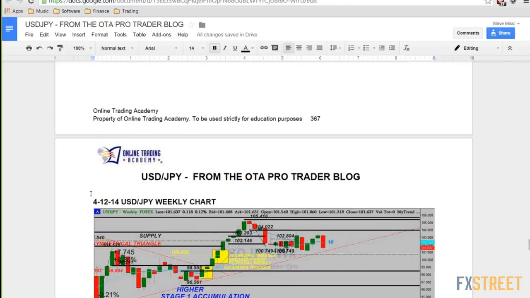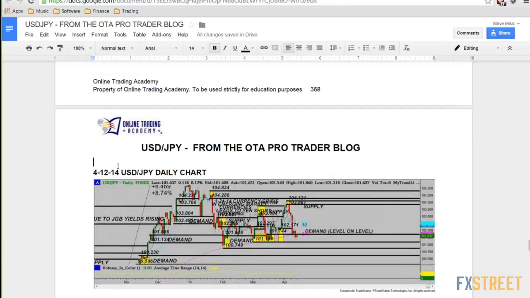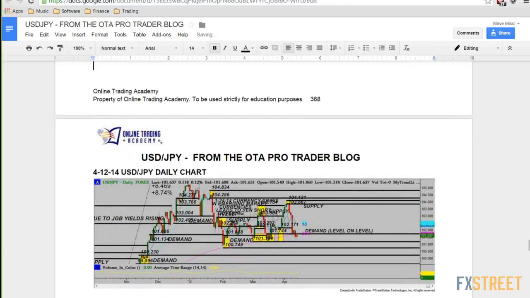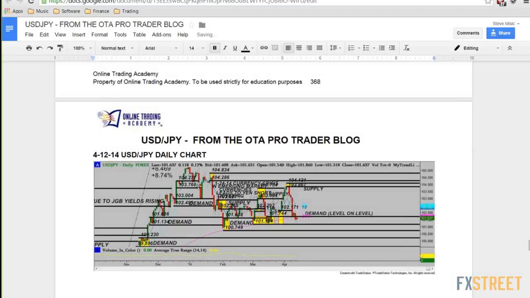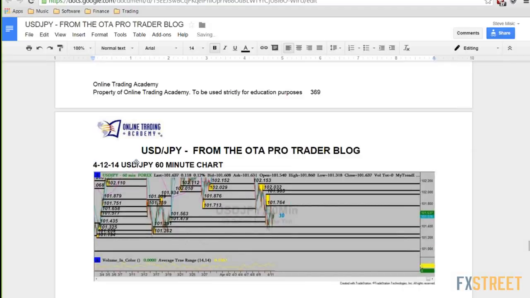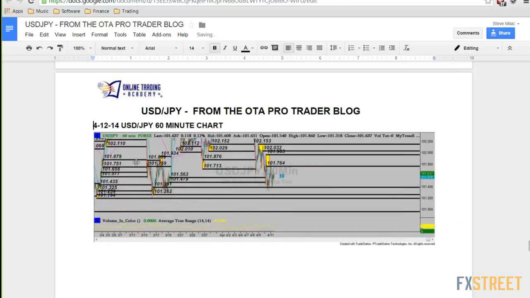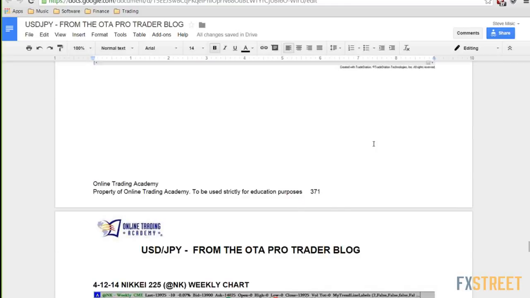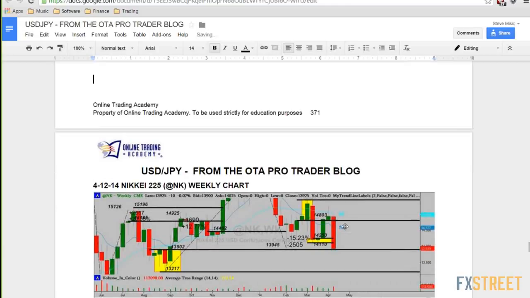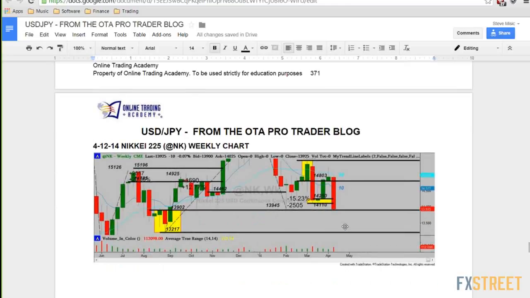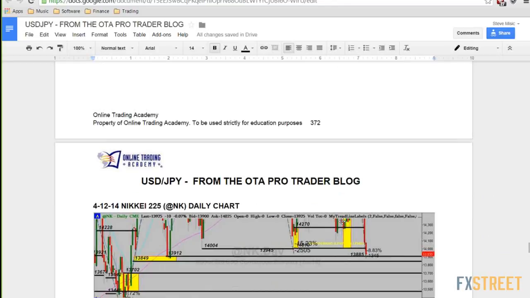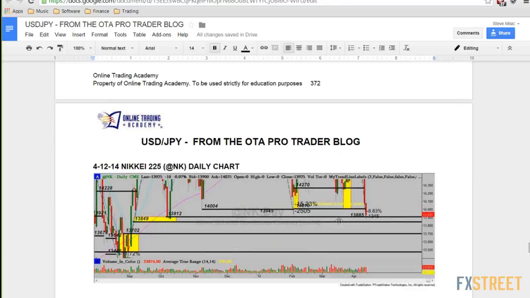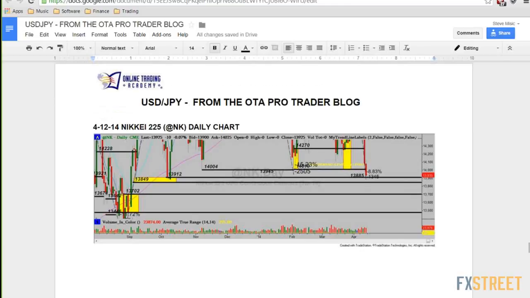Okay. So here we are on 4/12. We're rising from our demand levels on the dollar. And the 60-minute chart's bouncing a little bit off our demand levels. The Nikkei's right into its demand level on the weekly chart, the week of 4/12. And the dollar and the Nikkei are both testing the lower demand levels at this point, which is kind of bearish at this point, it looks like anyway.